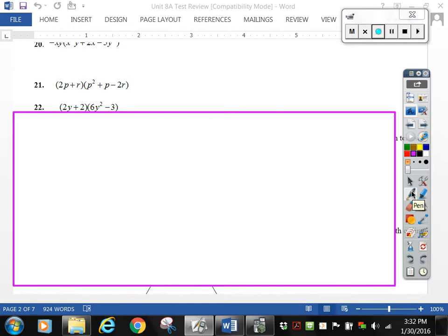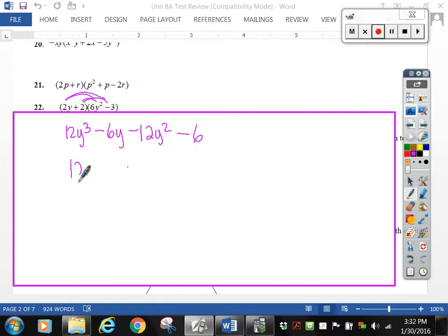Okay, now we're going to do this one. 2y times 6y squared is 12y cubed. 2y times minus 3 is minus 6y. 2 times 6y squared is plus 12y squared. And 2 times minus 3 is minus 6.